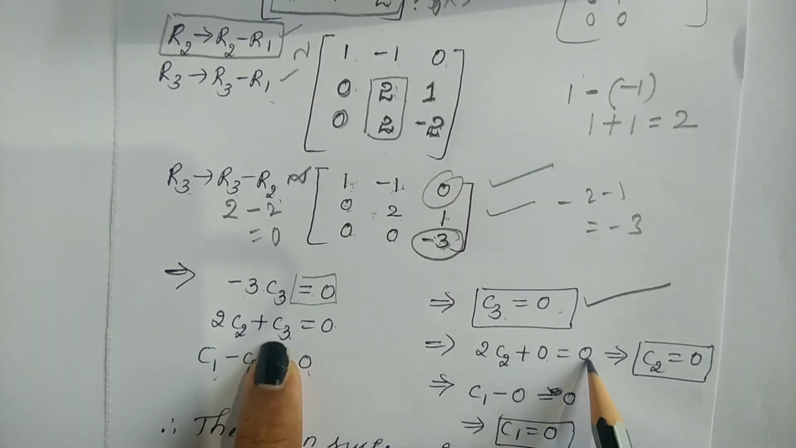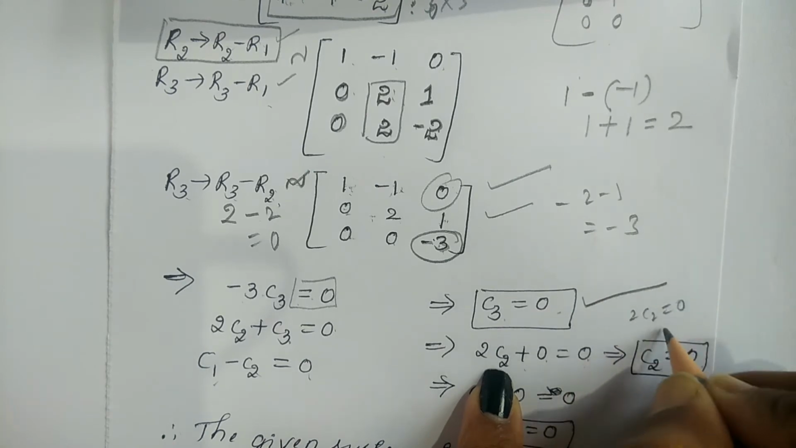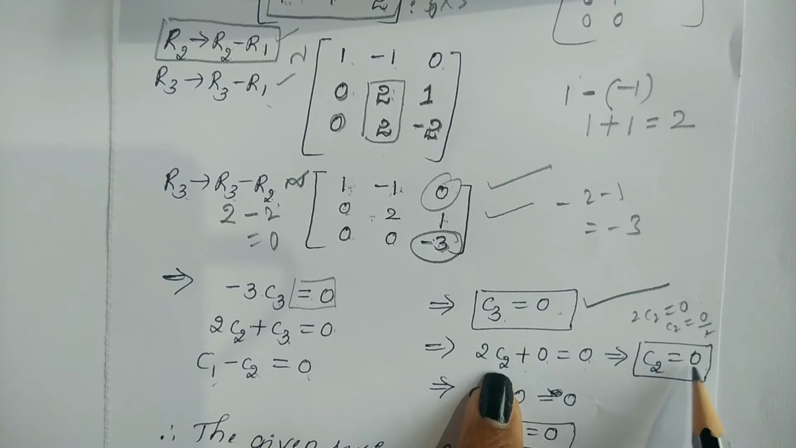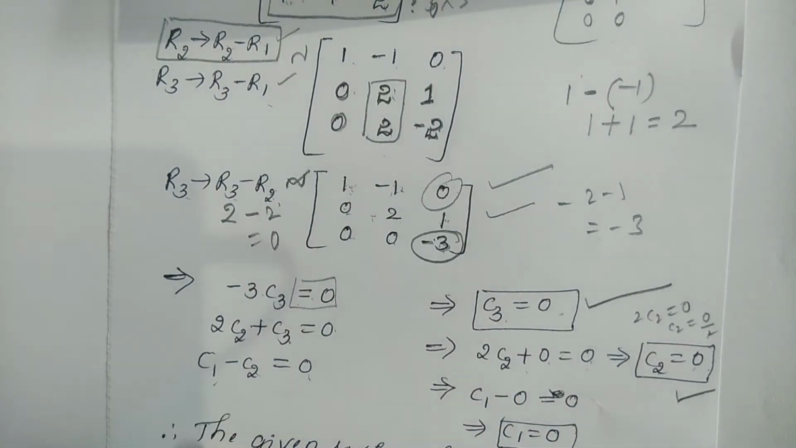2C2 plus 0 is equal to 0. This implies C2 is equal to 0 by 2, and 0 by anything is 0. So C2 is equal to 0. Next, C2 is 0, so the second scalar is also 0.